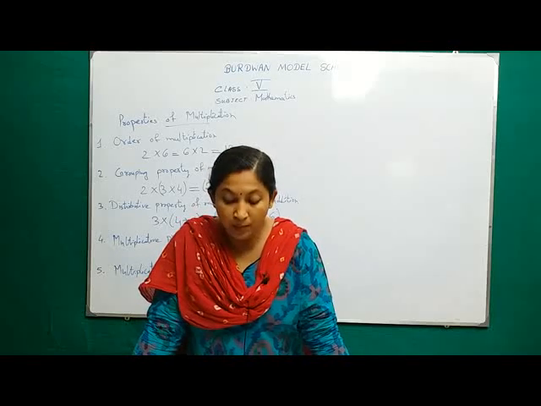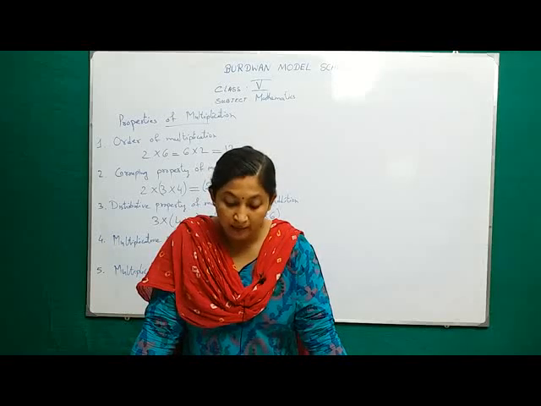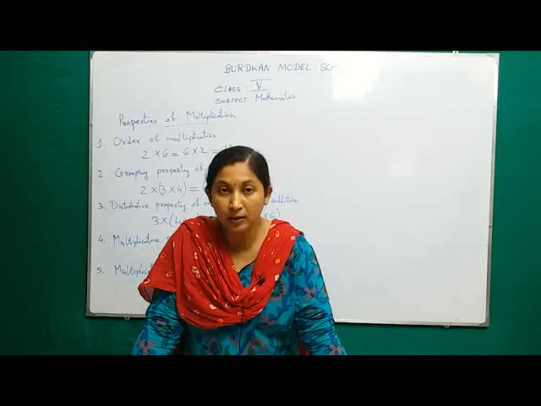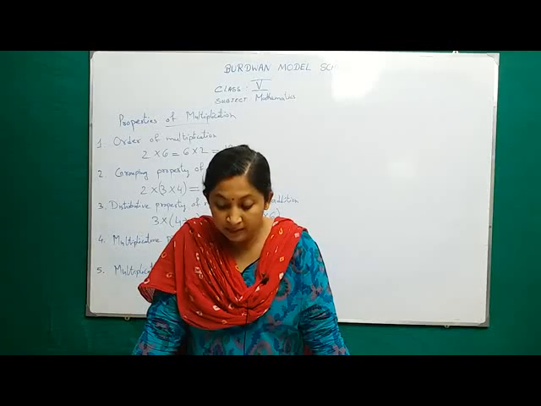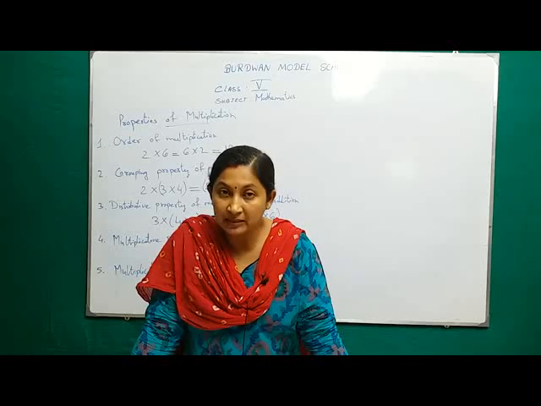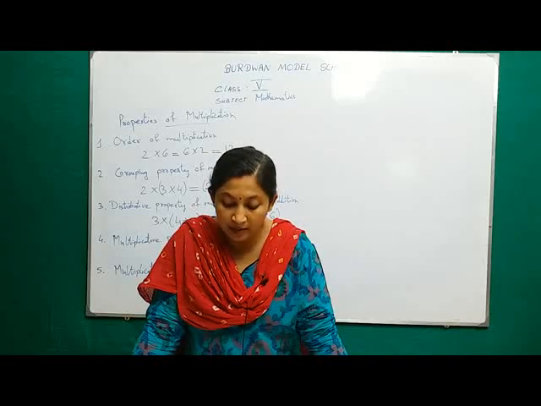Yes, it is the multiplication property of 1. That means if any number is multiplied by 1, the answer will be the number itself. Now number D. Number D is following the multiplicative property of 0, because the answer is given 0. Whichever number you multiply by 0, the answer will be 0.